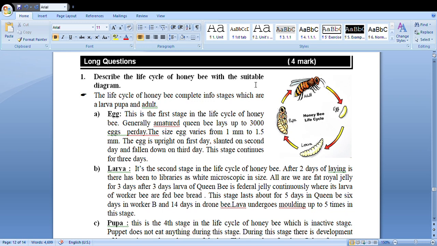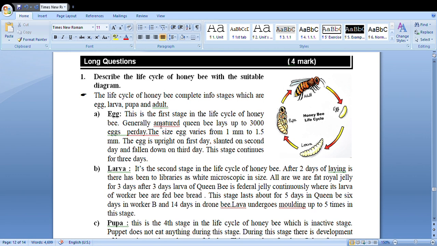Describe the life cycle of honeybee with a suitable diagram. We can see here this diagram, simple diagram. Adult lays eggs. From eggs, larva is produced. From larva, pupa is produced. From pupa, adult is grown up. So life cycle of honeybee completes in 4 stages, which are egg, larva, pupa and adult.